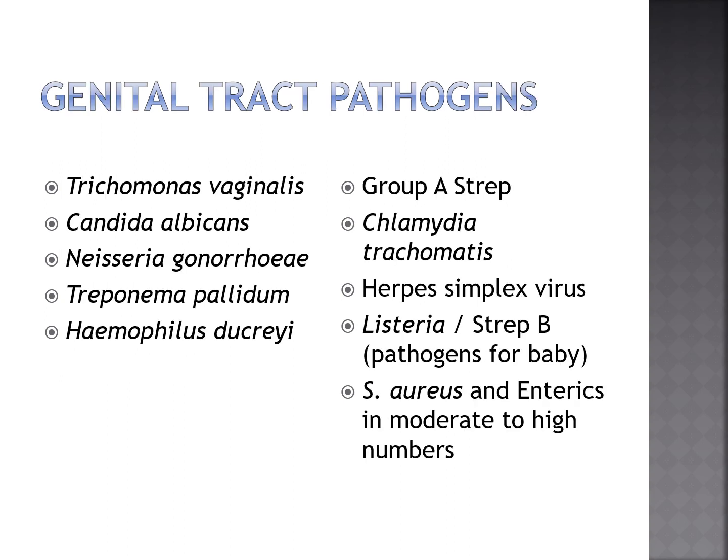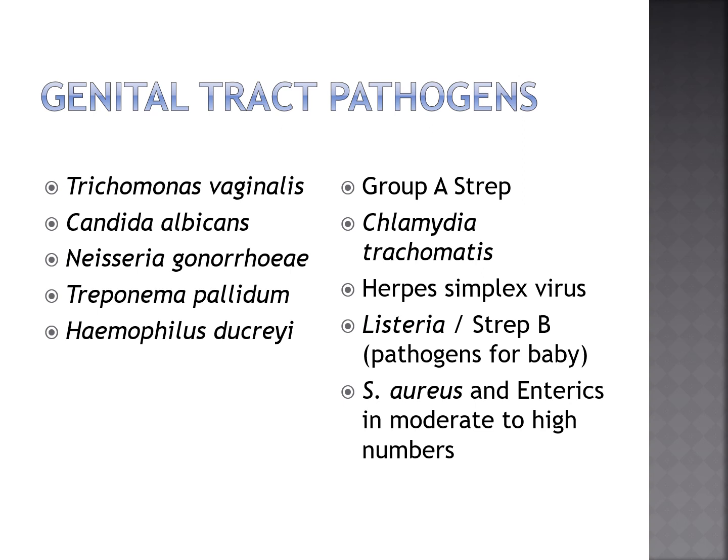Now, these genital tract pathogens are, for the most part, considered sexually transmitted, but not all of them. Trichomonas vaginalis is a parasite that can contaminate the genital tract of humans. Candida albicans is a type of yeast. Neisseria gonorrhoeae is a sexually transmitted pathogen. Treponema pallidum is what causes syphilis. Haemophilus ducreyi can cause chancroid in people's genital tracts.